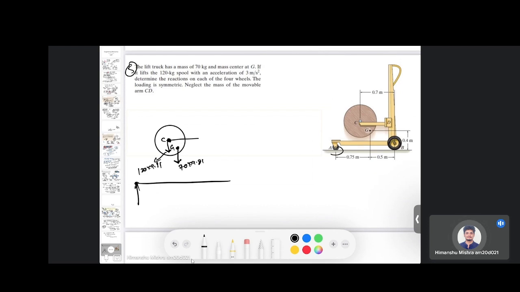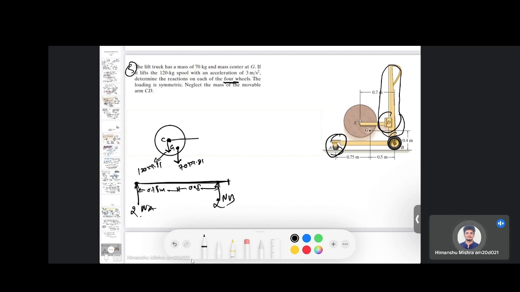Now there will be a normal reaction NA, and here it is NB. I'm not drawing other parts of this system here. Instead, I'm just drawing the schematic diagram for the force. It's just showing the force. The distance between NA and the center of gravity is 0.75 meter, which is shown in the figure. And from point NB it's 0.5 meter. And this is 2NA and 2NB because it is given in the question there are 4 wheels. So there will be 2 wheels at A and 2 wheels at B, so there will be twice the normal reaction acting here.